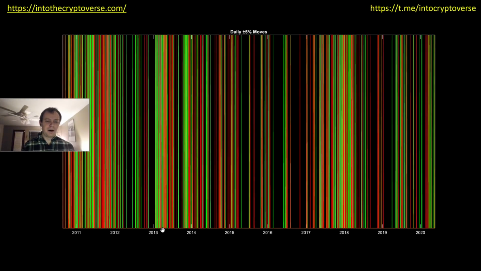Here is plotting them on the same chart. Red lines are -5, green lines are +5. What do you notice? Basically, it seems like there are so many days where you see a 5% move in Bitcoin that once you've been holding Bitcoin long enough, you hardly even notice it. I mean, it is what it is.